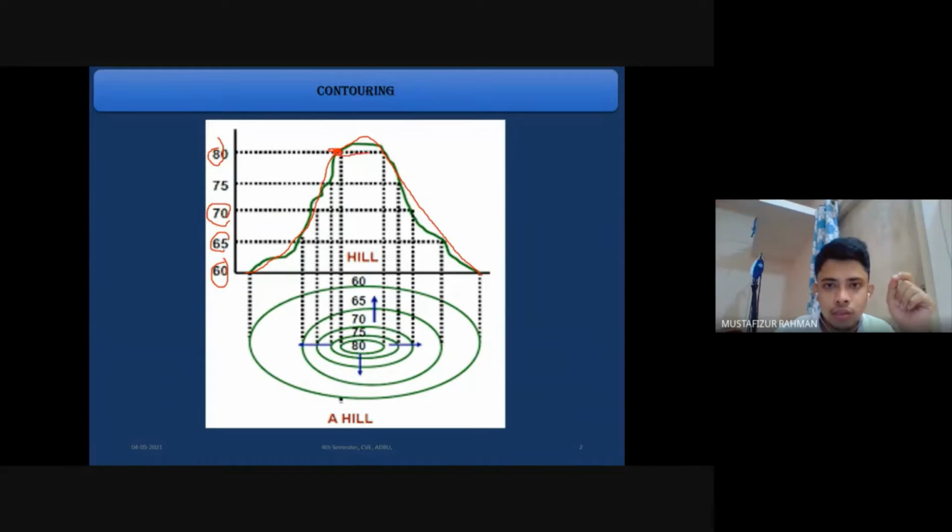Okay. So along this line, what is the RL? 80. Along this line, what is the RL? It's 75. Along this line, it is 70. Along this line, it is 65. Like this. So if we draw, this one is at the outer edge 60, then 65, then 70, then 75, then 80. So as we are going up, the RL is increasing and the size of the circle is reducing. So we have to know that this is a hill.